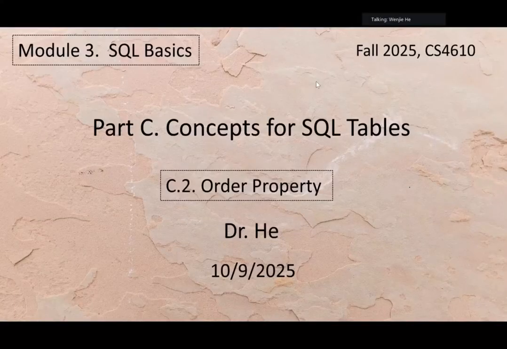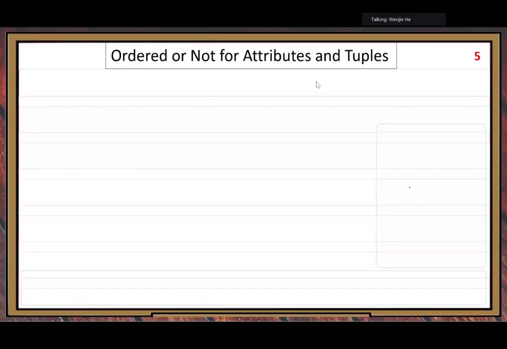C.2, order property: ordered or not for attributes and tuples. Here, in this C.2, we want to understand orders in these two: one is inside the attributes, another is in a list of tuples. The order requirement is different in these two cases. Let me explain. Do not get confused.